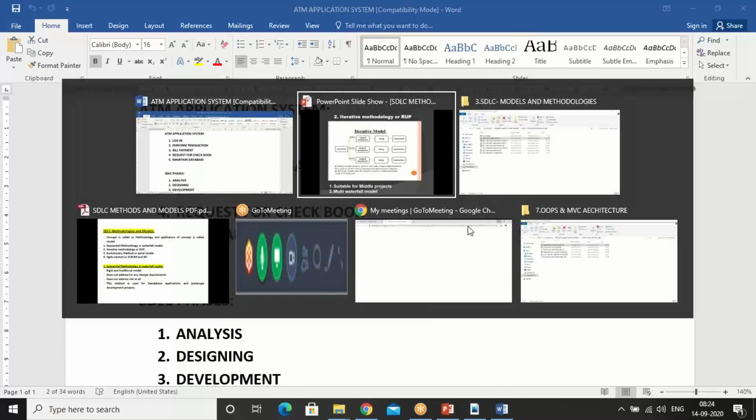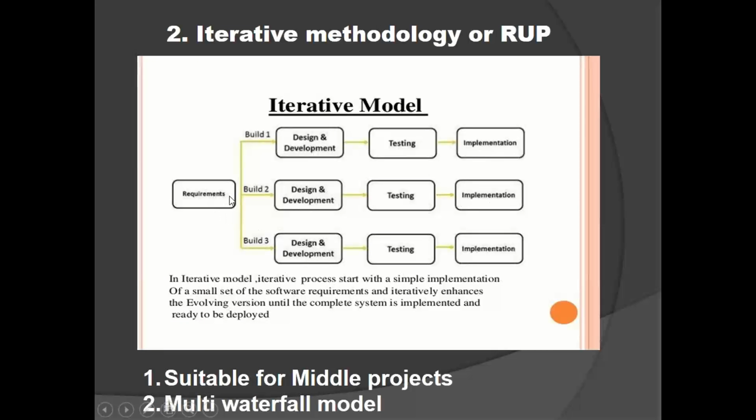If you see this image here, the requirements are divided into build 1, build 2, build 3. That is nothing but module 1, module 2, module 3. For module 1, I am doing design, development, testing and implementation. For module 2, the same, and for module 3, the same. After doing each and every module, once I complete, I am going to unite all of this. When I unite, a workable product will be produced.